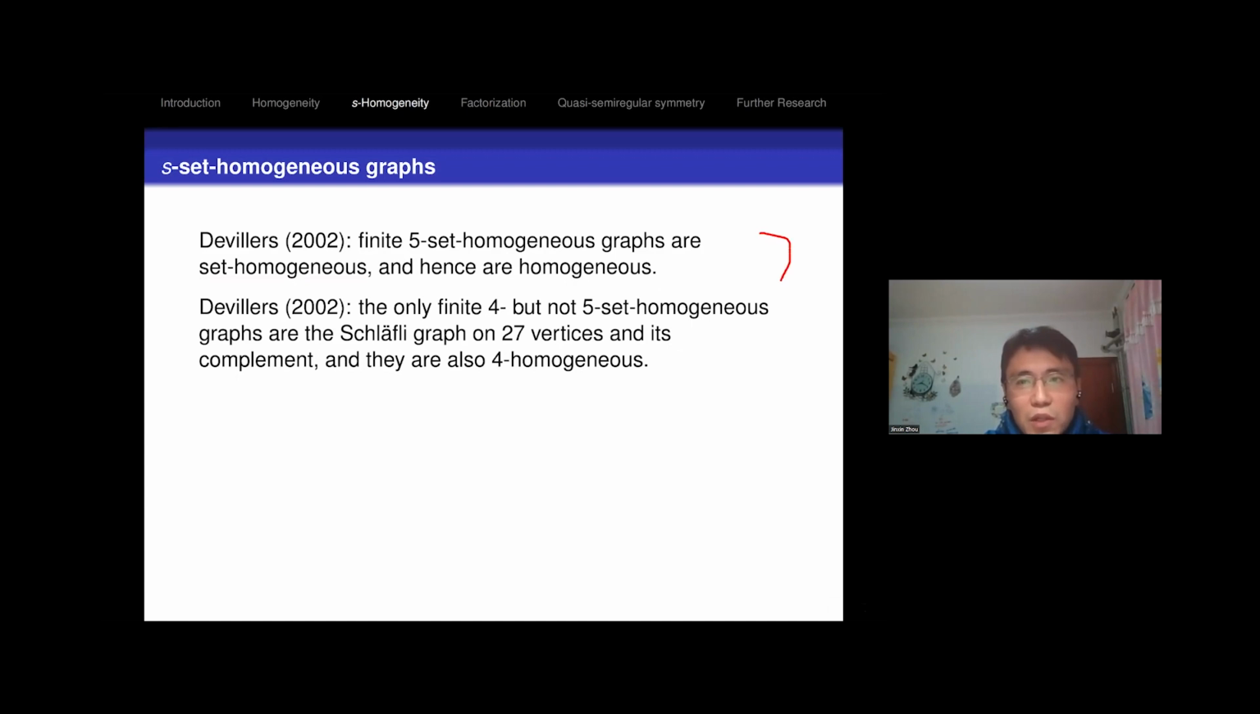So from here we know 5-set homogeneous implies homogeneous, and 4-set homogeneous implies 4-homogeneous. So how about 3-set homogeneous and 2-set homogeneous?